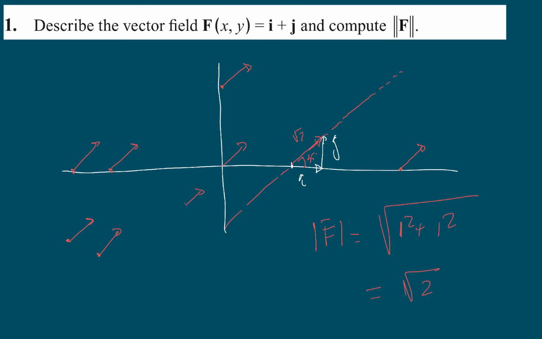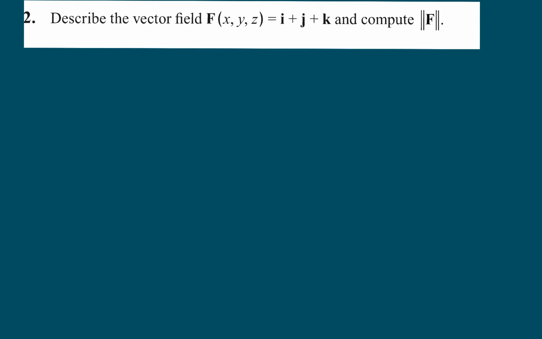Now let's go to the next problem. The next problem says the same, but now it's in 3 dimensions. In 3 dimensions we have a vector field, i plus j plus k. Well, i is 1i, j is the vector field 1j, and k is the vector field 1k. And what is the vector? The vector is the sum.